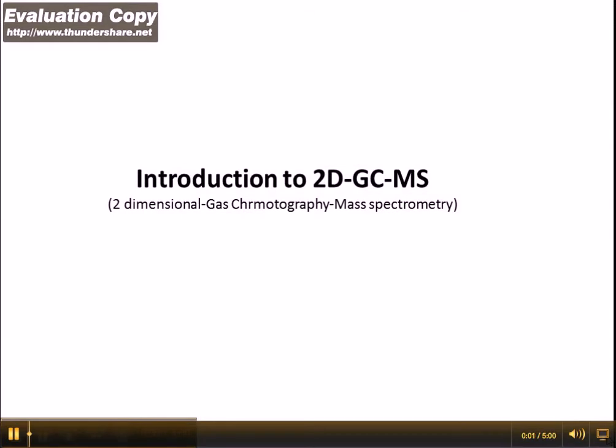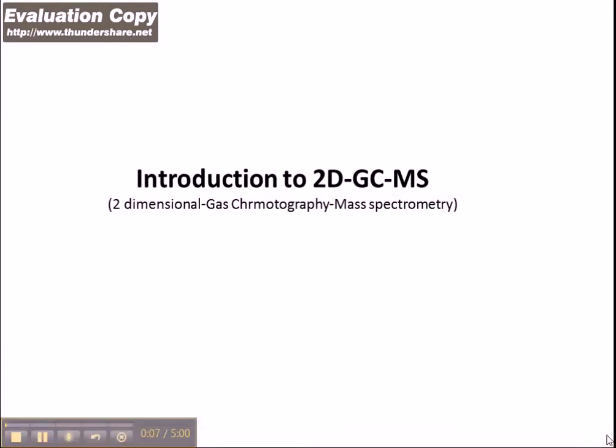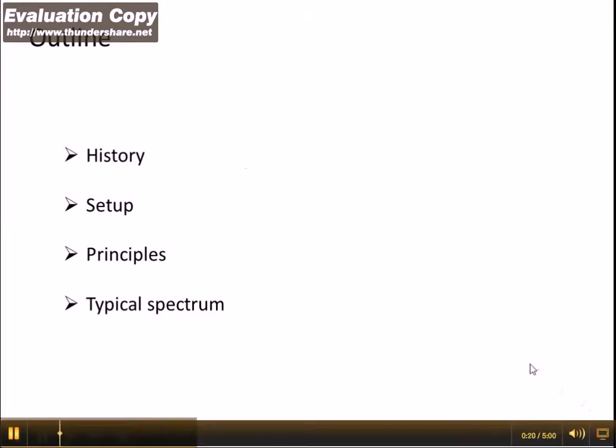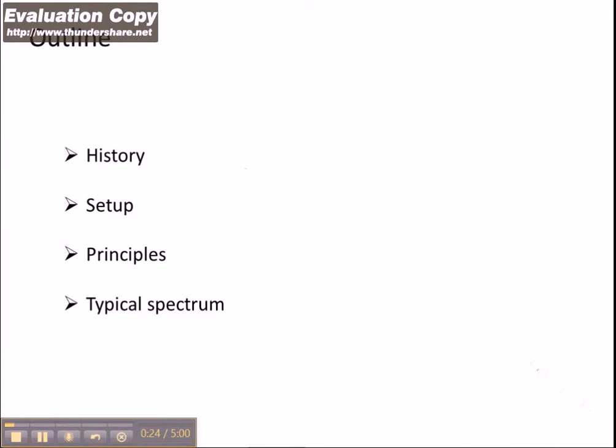Hello everyone, today we will give a brief introduction to 2D GC-MS. 2D GC-MS is short for two-dimensional gas chromatography mass spectrometry. Here is the outline. First we will talk about the history and then the experiment setup. And then I will discuss the principles of 2D GC-MS and give a typical spectrum of 2D GC-MS.